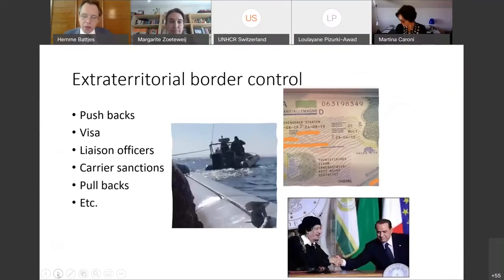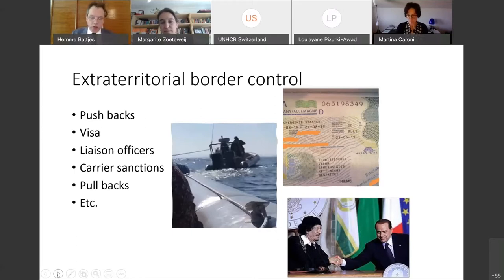Since about 1985, states have more and more externalized their migration control, and they have done so in two ways: by offshoring it and outsourcing it. So they have offshored it in the sense that state functionaries carry out migration control outside the territory, for example, by requesting foreigners to apply for an entry visa within their country of origin.